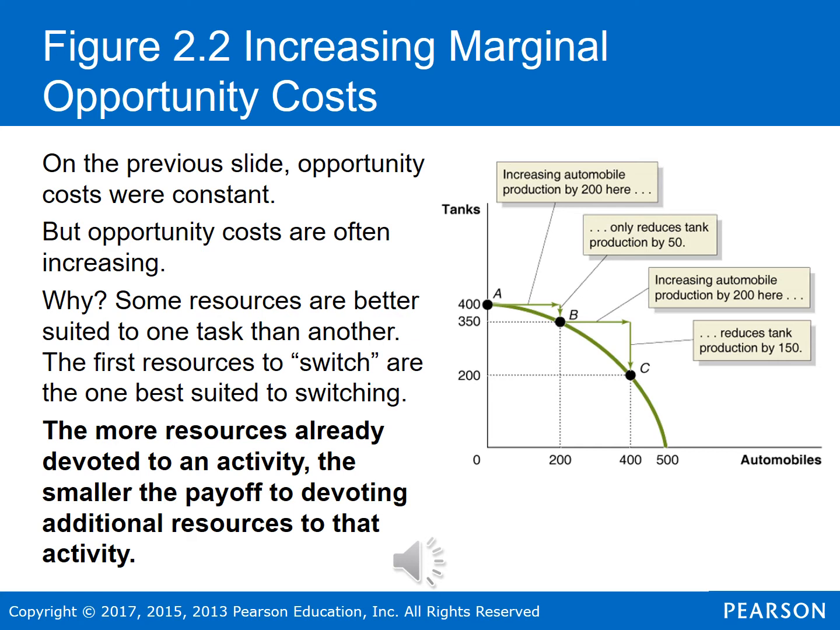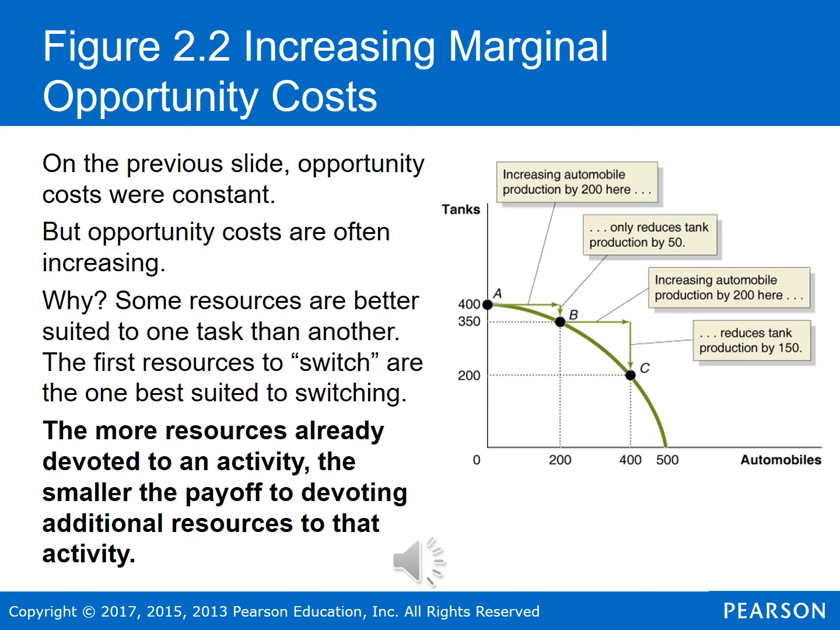So let's look at an example. Let's say there's an economy that can produce two goods. They can produce military goods and civilian goods, or in this case, tanks and automobiles. If all the country's resources are devoted to producing tanks, 400 tanks can be produced in 1 year. If all the resources are being devoted to producing civilian goods, 500 automobiles can be produced in 1 year.